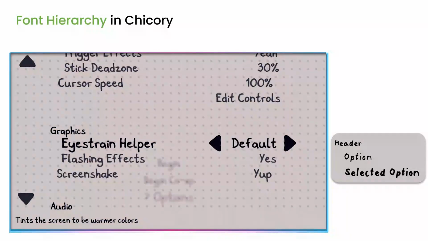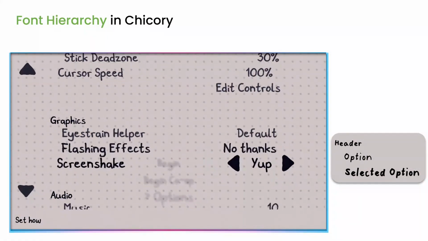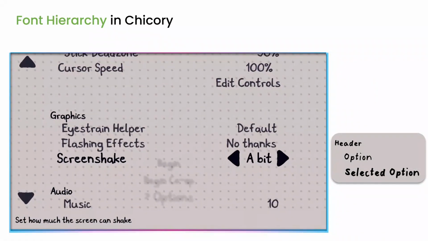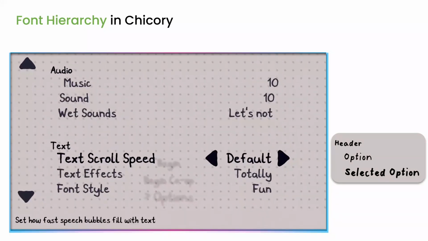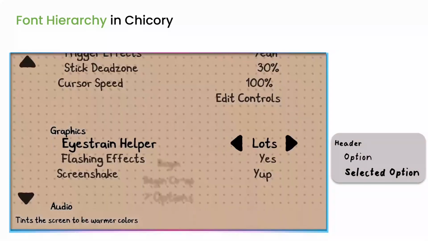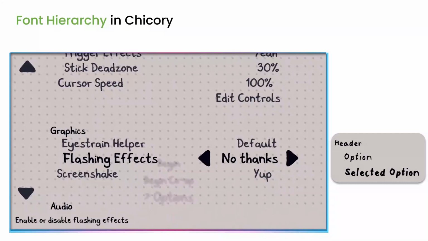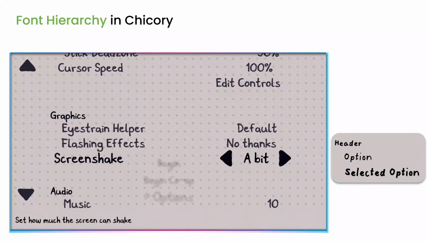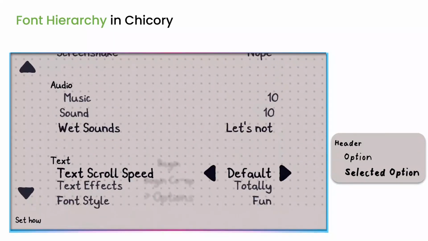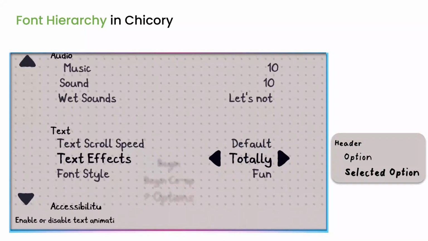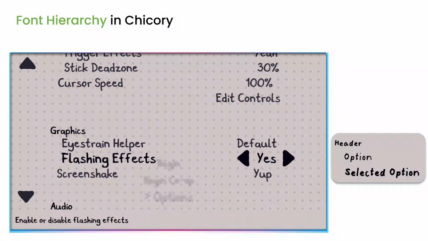The colouring book world of Chicory might go against the hierarchy pattern so far. In settings, each header is smaller than the paragraph text. This is because it's more important that the player can see what they want to change than where it's located. And when an option is selected, the text is made even larger to keep the player's attention, as that's the most important part of the screen.